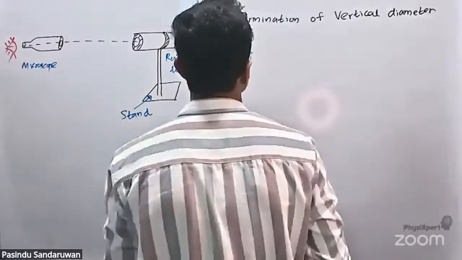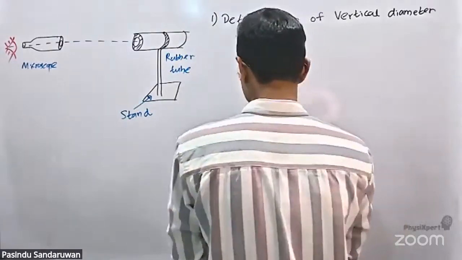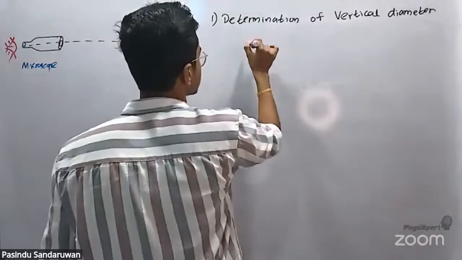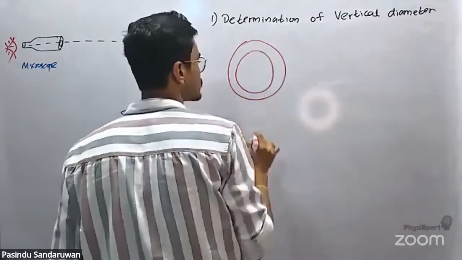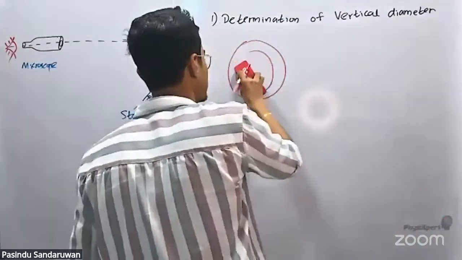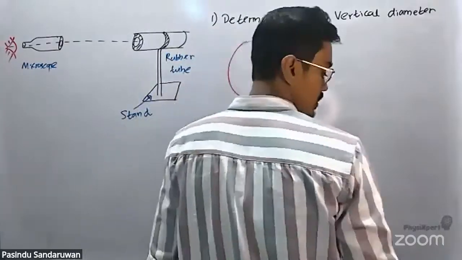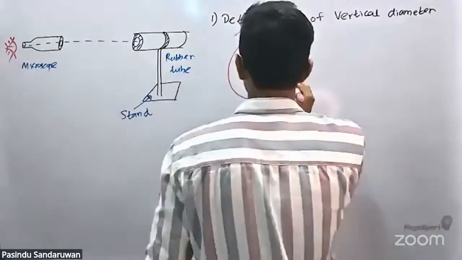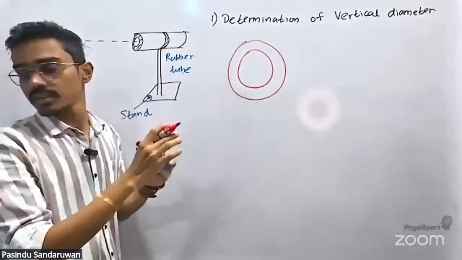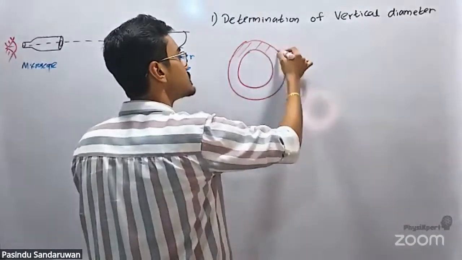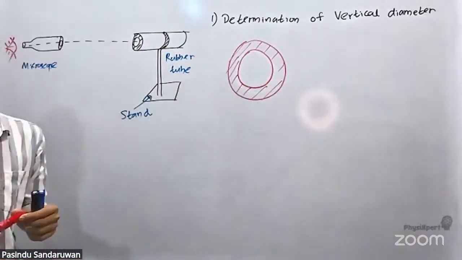Look at the board. Now this is how the rubber tube is visible when we look through the microscope, because we are keeping the rubber tube as it is, face to the microscope. So this is how it is visible, and this part is the thickness of the rubber tube.